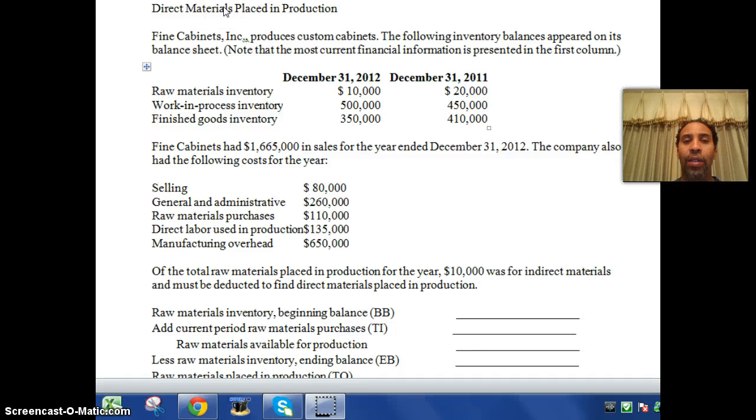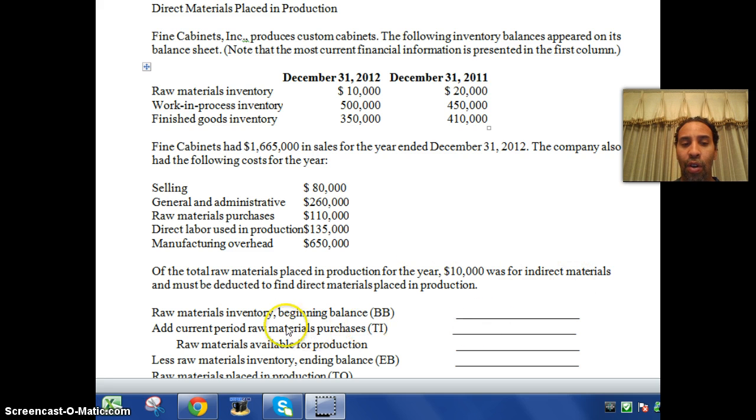Alright, I'm going to give you guys a short tutorial on how to calculate the direct materials placed in production. If you just watch exactly what I do, you're going to have a homework assignment that looks just like this. All you have to do is refer back to where I put the numbers. It's kind of just like a game of fill in the blanks.